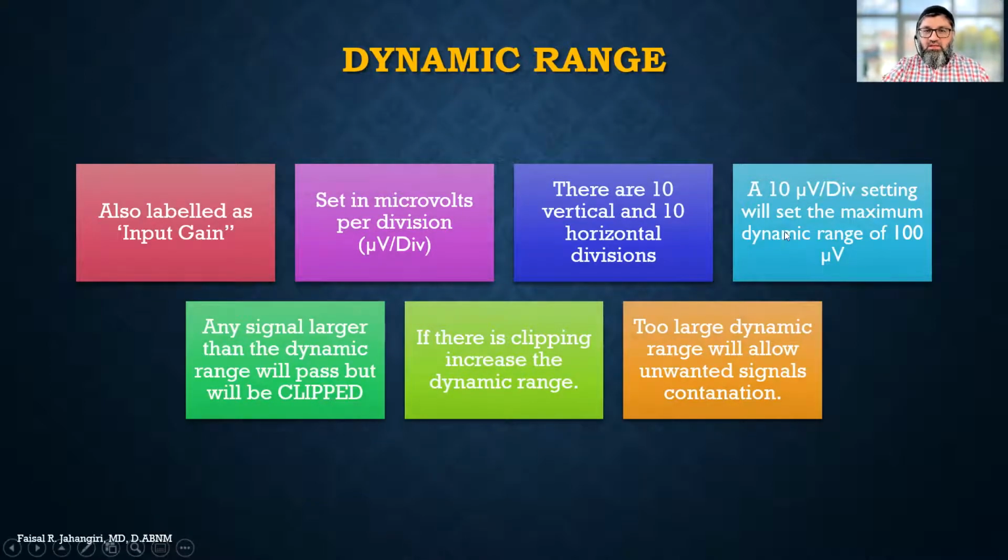If you set the dynamic range to 10 microvolt per division, it will set the maximum range of the signal to pass at 100 microvolt. 10 times 10 is 100. Any signal below 100 will pass, and any signal above 100 will also pass, but it will change the signal permanently. How will it change the signal? Any signal larger than the dynamic range will pass but will be clipped. It is cut off from the top and bottom, so the signal will be chopped off and look like a square wave above and below.